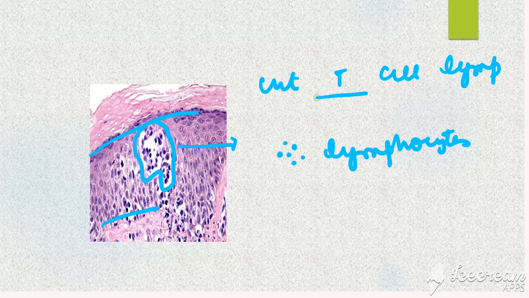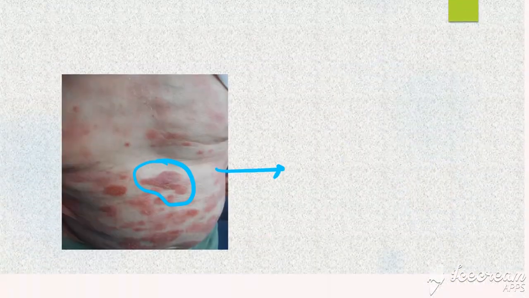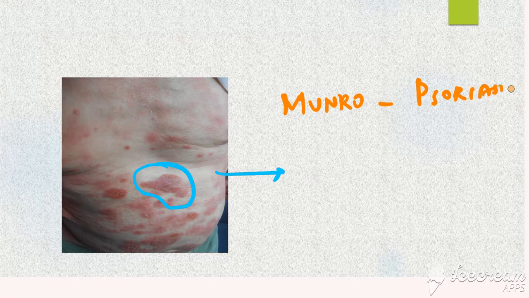Now any clue what is this abscess, what I'm talking about? So the abscess here which I'm talking about is called Pautrier microabscess. So Pautrier microabscess is seen in a type of cutaneous T-cell lymphoma called mycosis fungoides. It is seen in mycosis fungoides. Okay, so these are microabscess which you get to see in certain dermatological conditions. Okay, so we have discussed two types of microabscess. One is Monro microabscess, which you see in psoriasis. The other one is Pautrier microabscess, which you see in your mycosis fungoides.